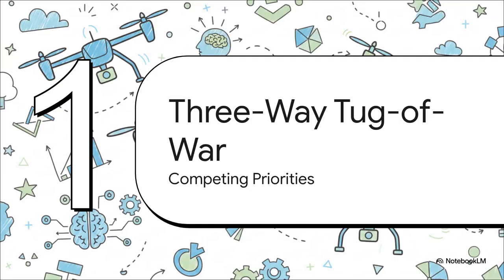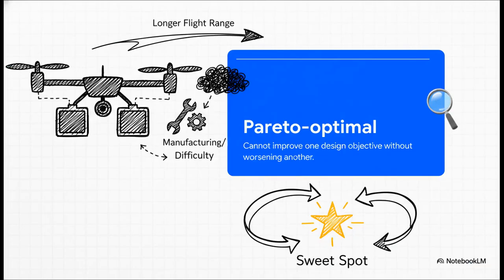Moving right along to part 2, the three-way tug-of-war, and balancing competing priorities. You know how in engineering, you really can't have your cake and eat it too? If you want massive flight range, you need a massive battery. But a big battery means way more mass, which means bigger motors, which suddenly makes the whole thing a nightmare to actually manufacture. This brings us to a crucial concept called Pareto optimal.